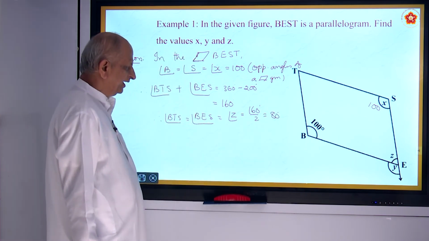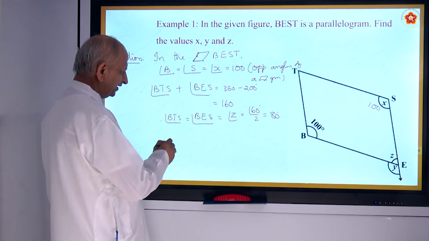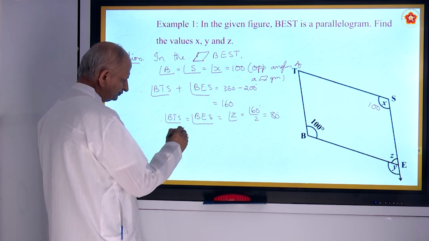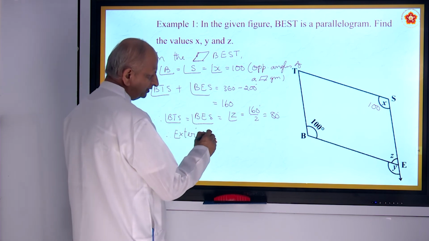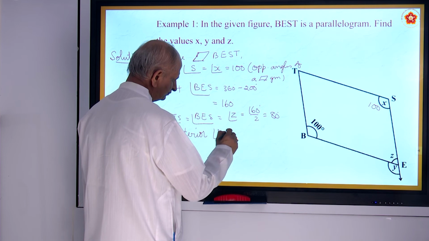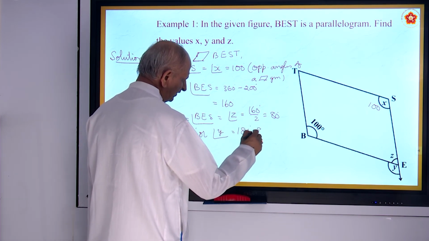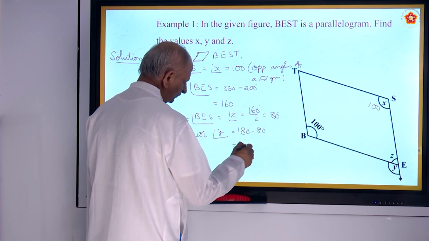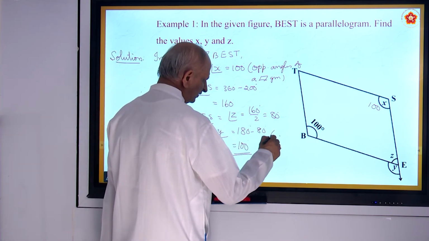So, interior angle is 80 degrees. What about exterior angle? So, you can have exterior angle Y is equal to 180 minus 80, that is 100 degrees. And what is the property? They are called adjacent angles.